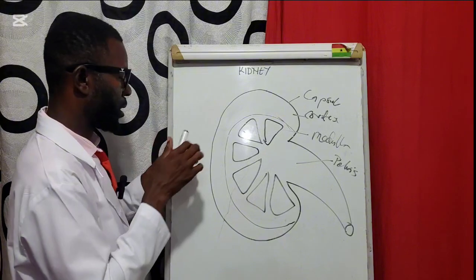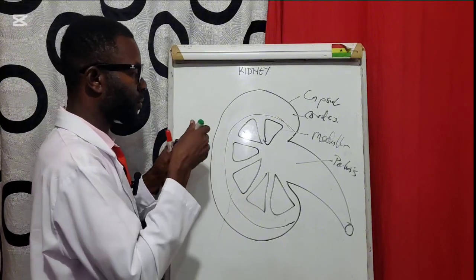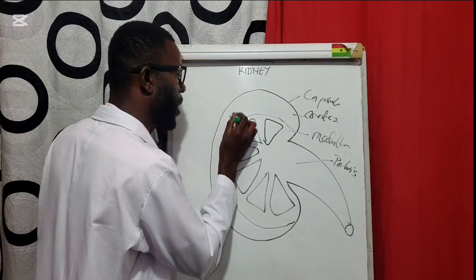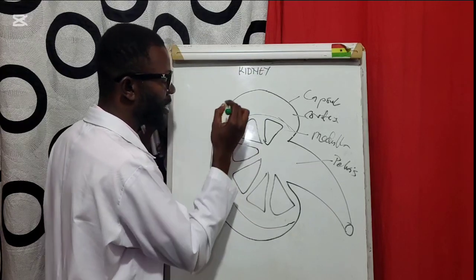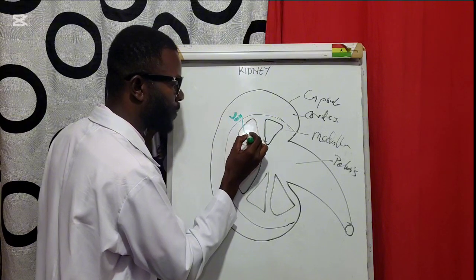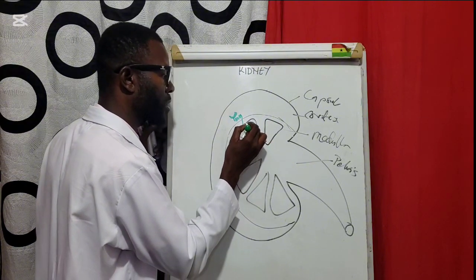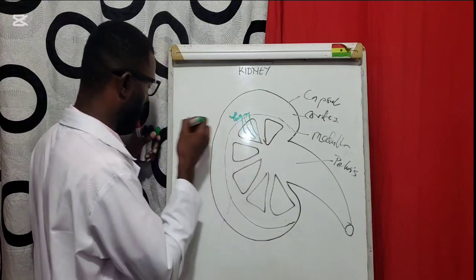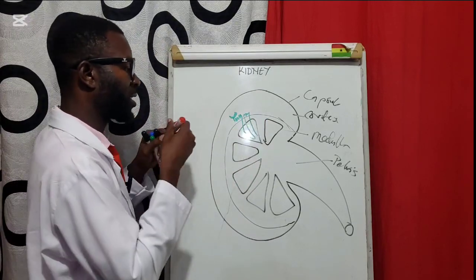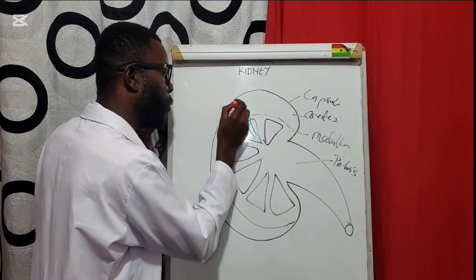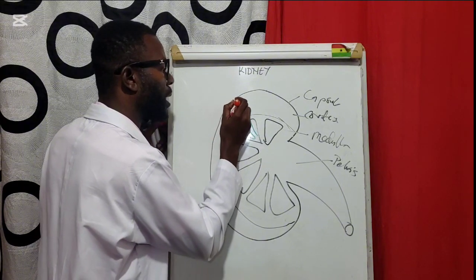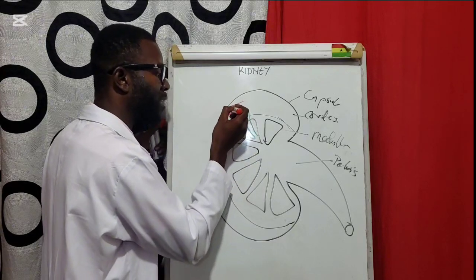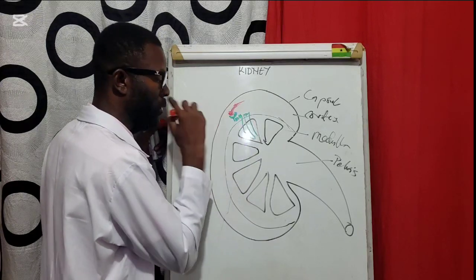So for example, let me use this pen. Let's say this is our Bowman capsule, okay? We're going to have our proximal convoluted tubule, and it's going to run inside the pyramid, okay? It will come out, and then it will make the distal tubule, and then it goes in again. So the filtration happens around this area, okay? We have our afferent arteriole, okay, bringing the blood to the what? To the glomerulus. Then also we have efferents.